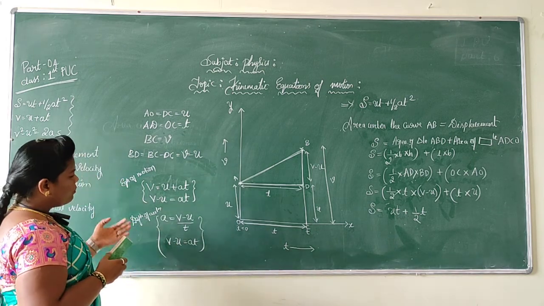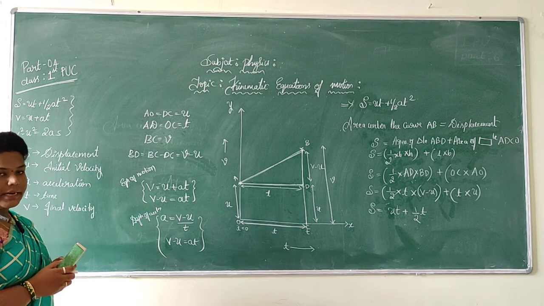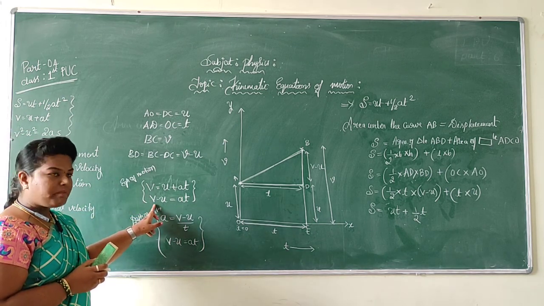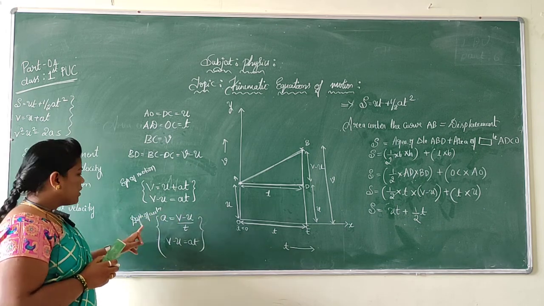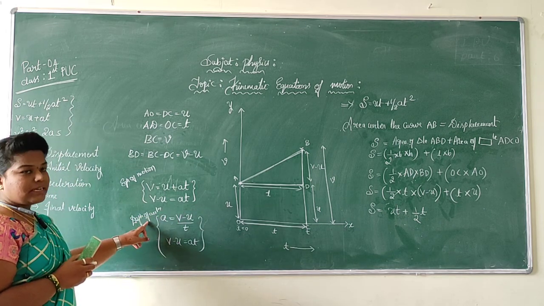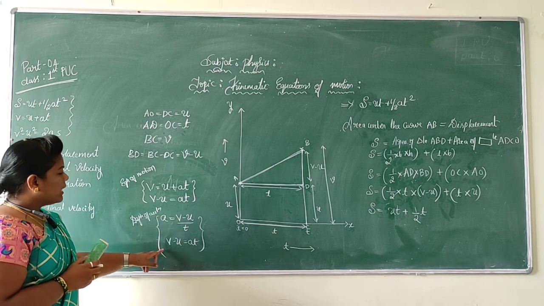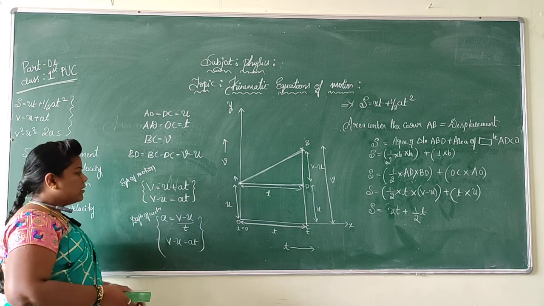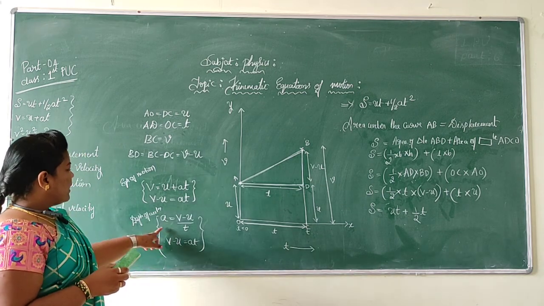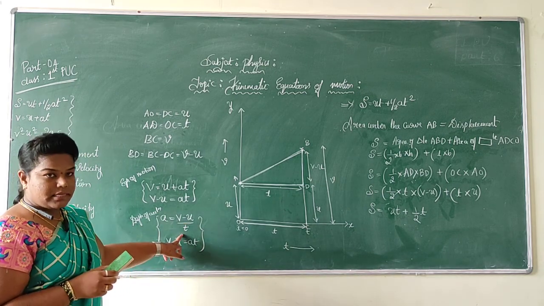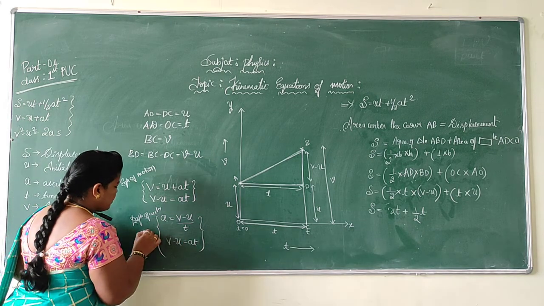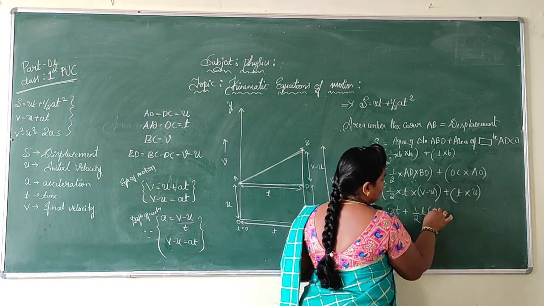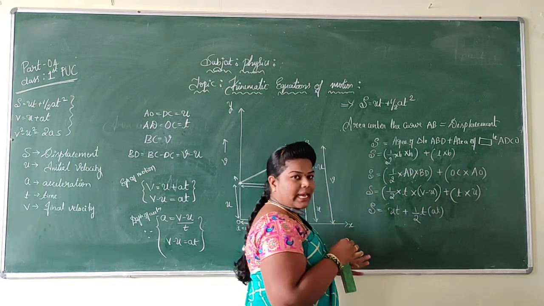You can use any one method to substitute V minus U. I used the equation of motion to get the value of V minus U, which is equal to AT. And I used another method, the definition of acceleration. There also I got the value of V minus U equal to AT. Because A is equal to V minus U by T, V minus U can be written as A into T. In place of V minus U, I can write AT.